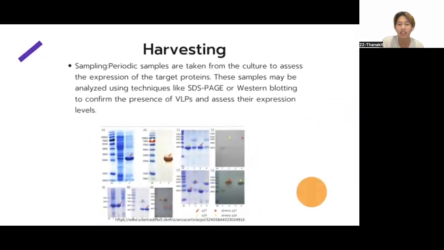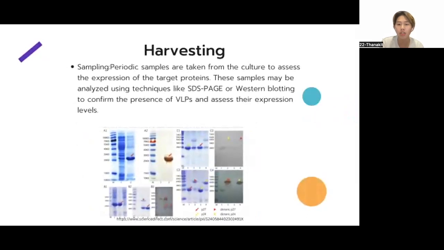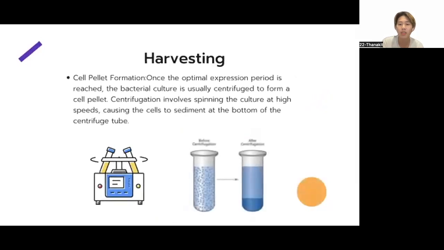Following that, periodic samples are taken from the culture to assess the expression of the target protein and the presence of virus-like particles. Their expression level can be confirmed using SDS-PAGE. Once the optimal expression period is reached, the bacterial culture is usually centrifuged to form a pellet, sedimenting the cells at the bottom of the centrifuge tube.